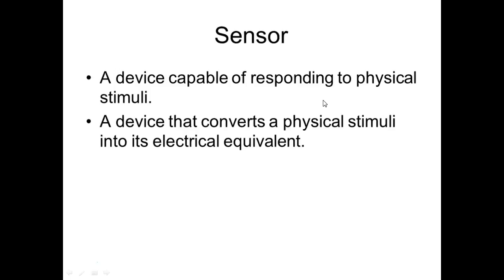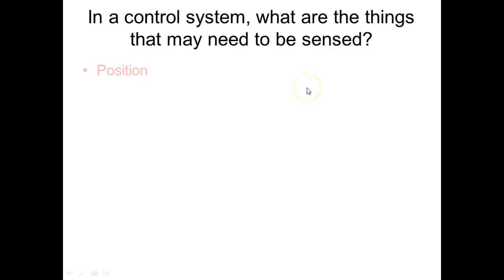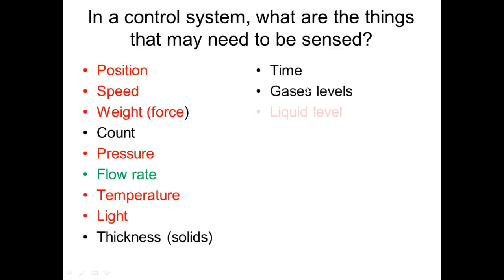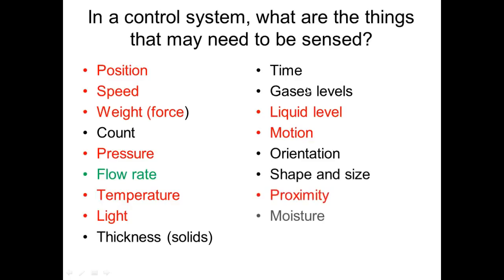Okay, so sensors, flow meters. We know what a sensor is, right? A sensor is a device that converts a physical stimulus into an electrical equivalent. And these are the sensors we've gone over so far: position, weight, pressure, temperature, light, liquid level, motion, proximity. And then this is basically where we're going to end up. If we have time, we might look at these guys right here, which is when we start adding vision systems.